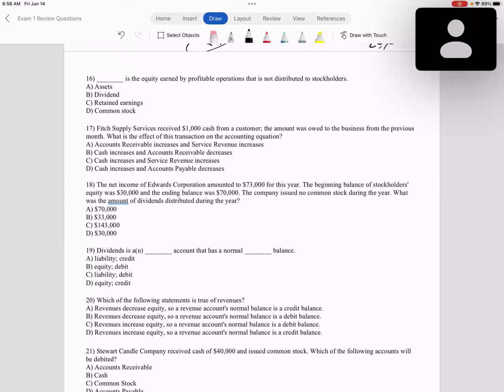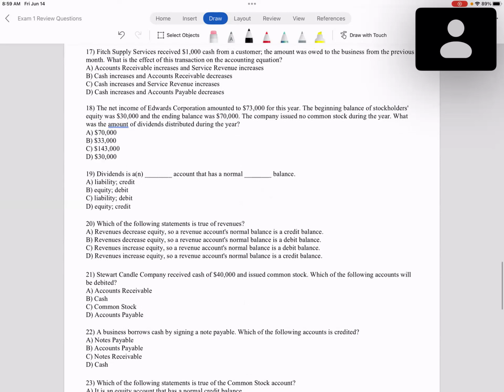Okay, next one. Blank is the equity earned by profitable operations that are not distributed to stockholders. Okay, that's our retained earnings. So that's what we retain within the business. We don't distribute it. Remember, we distribute excess earnings through dividends. And so the portion of our earnings that isn't distributed is called the retained earnings. We'll get more into that in the future.